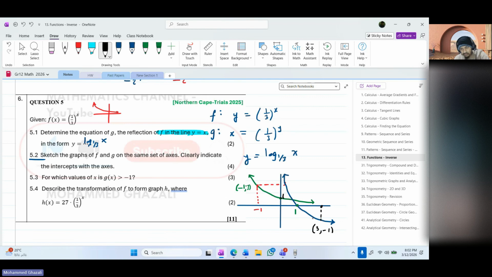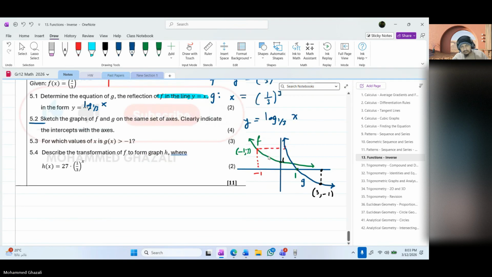So these are all the important points that you need to show. That's (3, -1). This is (1, 0). And that's it. Right. So you're going to say this is the F graph and that's the G graph, which is the inverse function. For which values of x is g of x greater than or equal to -1? Now let me show you how to answer this question.